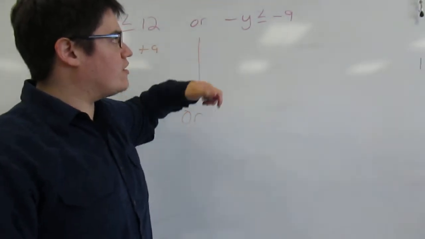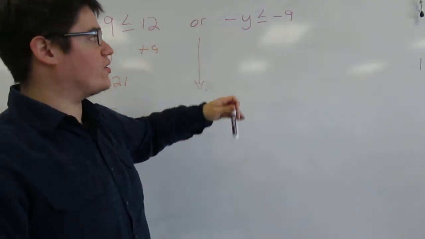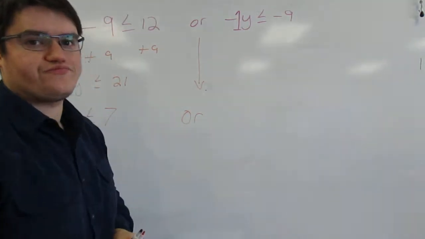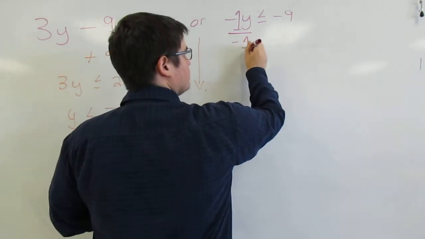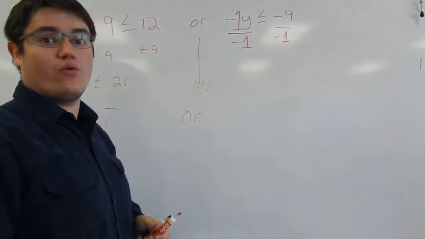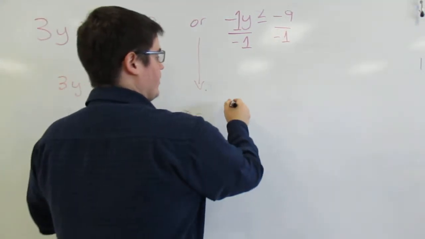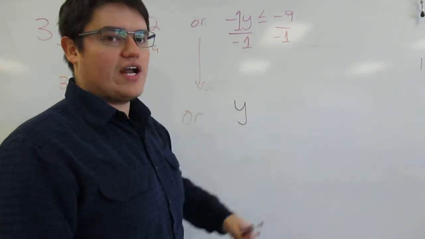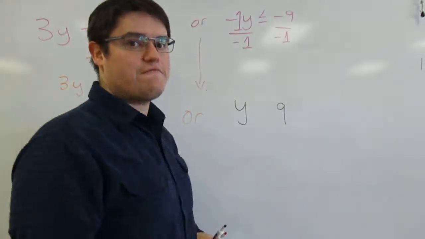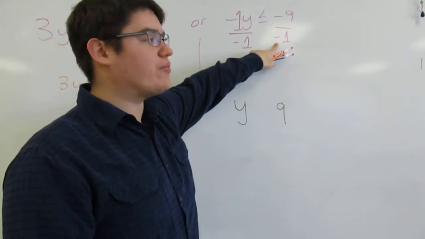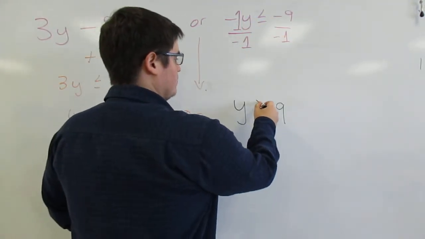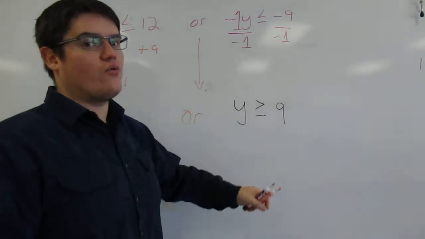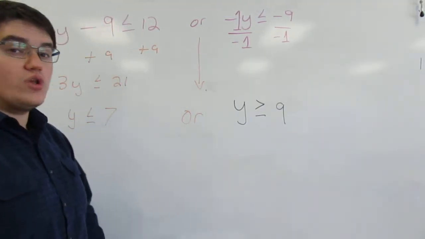Okay, for this one here, we have the opposite: negative y is less than or equal to -9. Remember, there's kind of like a little hidden one there. So I could divide each side by -1 because you want to get y by itself. So now you get y by itself because the -1's factor out to 1. -9 divided by -1 is 9. And remember, when you divide or multiply by a negative number, you flip the inequality sign. So we're saying y is less than or equal to 7, or y is greater than or equal to 9. Well, let's draw a graph and see what that looks like.